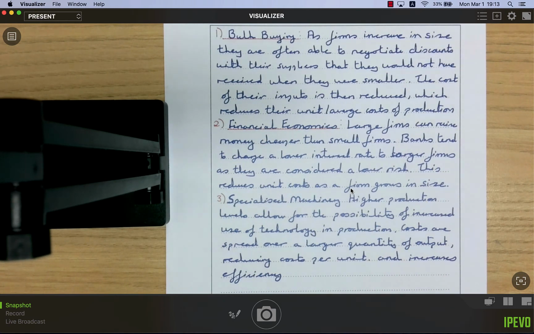And last one, specialized machinery. Higher production levels allow for the possibility of increased use of technology in production. There's a larger quantity being produced. Their cost efficiency is increased. Therefore, your average cost has fallen. And what are economies of scale? A reduction in the average cost, the cost per unit of output.